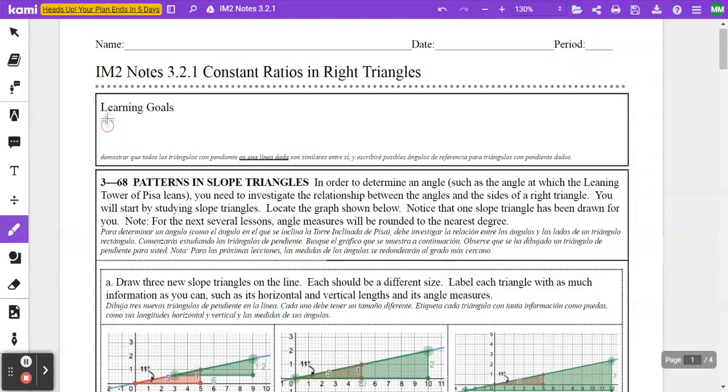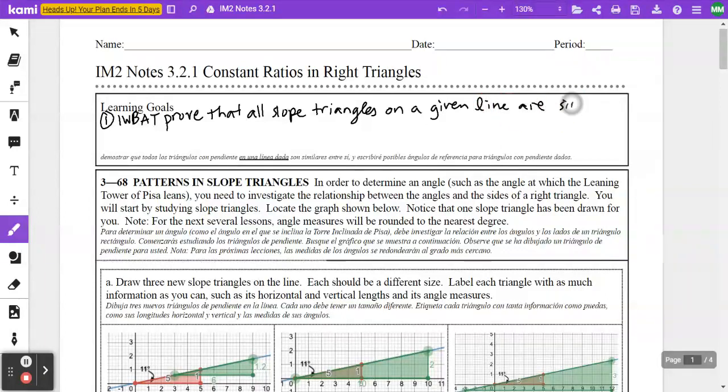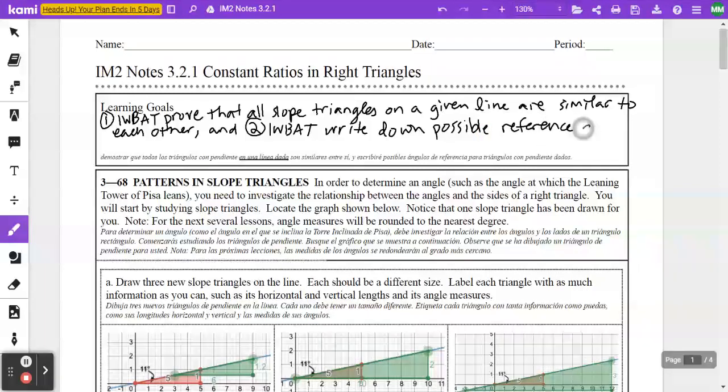We have two learning goals. One, I will be able to prove that all slope triangles on a given line are similar to each other. And two, I will be able to write down possible reference angles for given slope triangles.